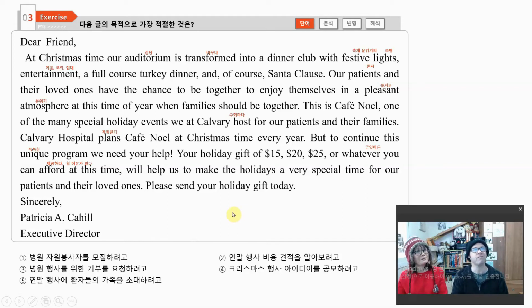I think it's a kind of letter, huh? It is. So who wrote this letter then? It is from the Executive Director of Calvary Hospital. Patricia's a female name, so it's a she. Patricia, female. Okay. And so why did she write this letter then? She wrote the letter to try and get money to help them put on an event.